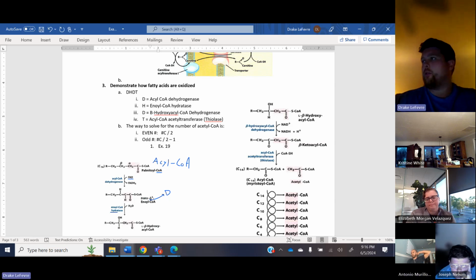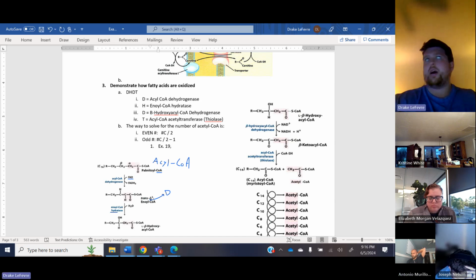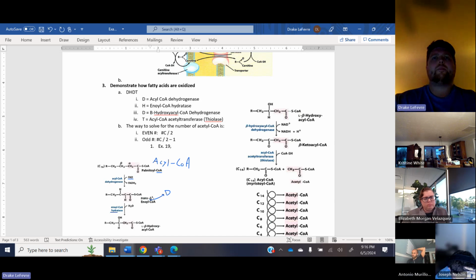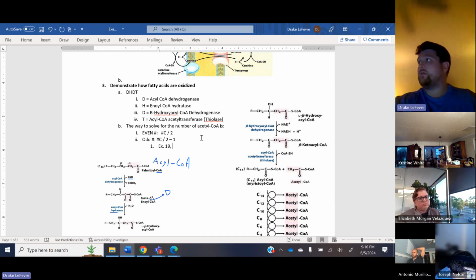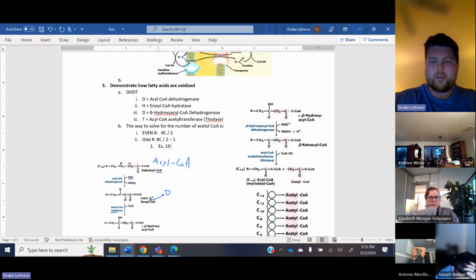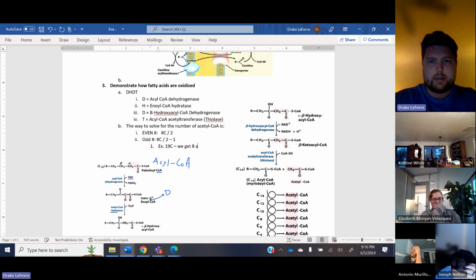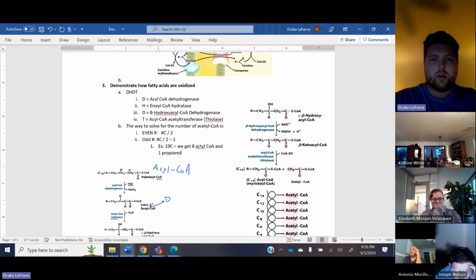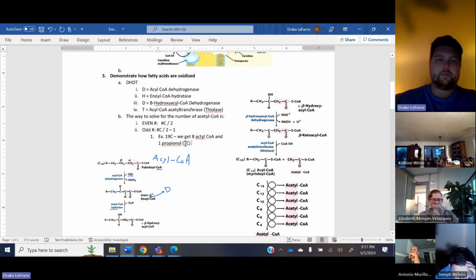Propionyl-CoA. Yeah, propionyl. Also, we might do a malonyl. Is it a malonyl? No, it becomes succinyl, right? Yeah, but we'll usually call it the propionyl. So we have 19 carbons. We get 8 acetyl-CoA and 1 propionyl, which is a 3 carbon. Just like that. So that way it all evens out.